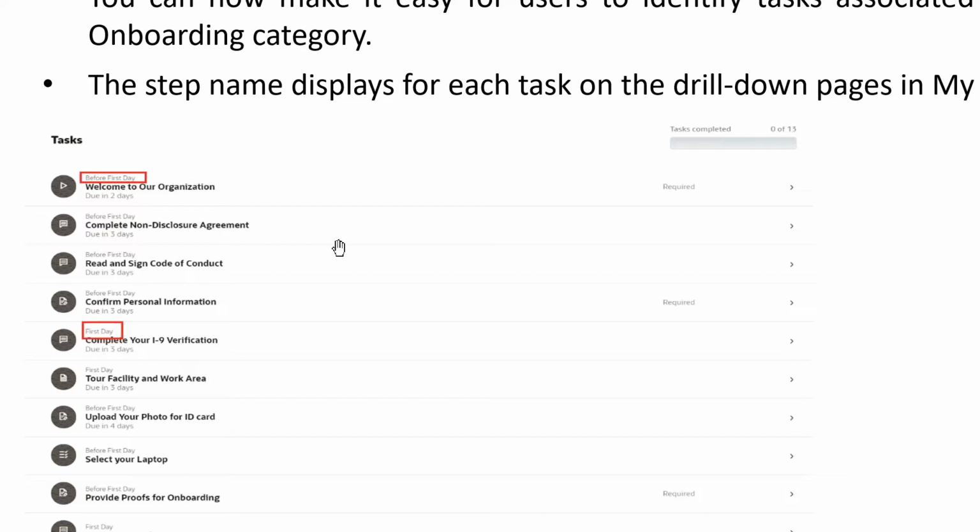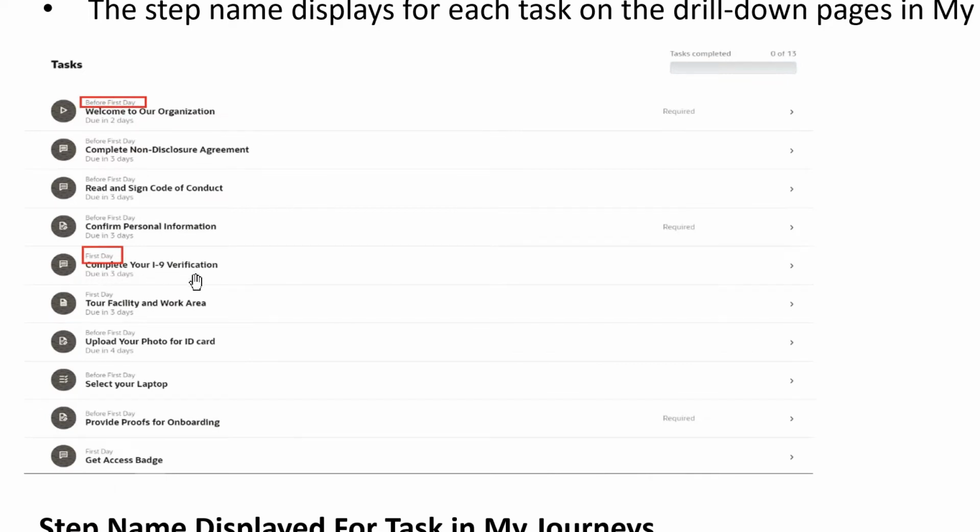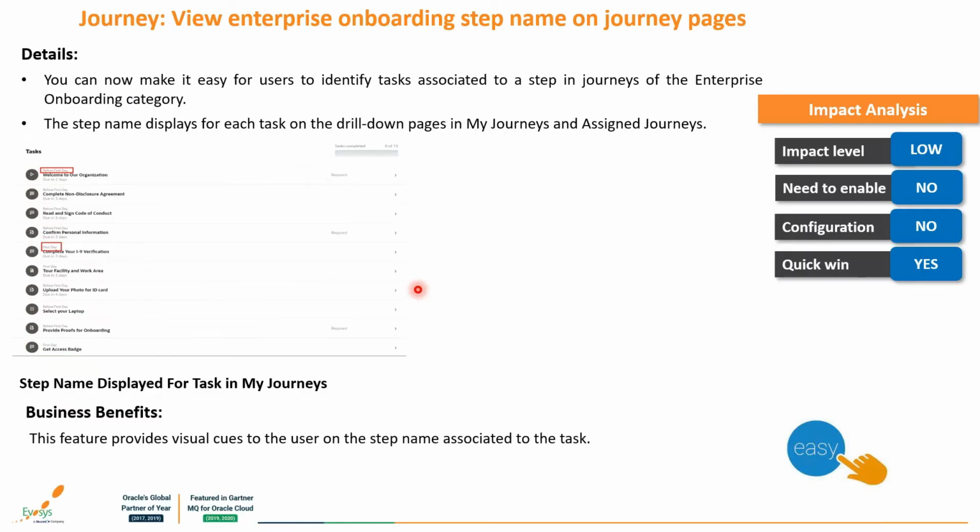Like if you are hiring an employee, you see that it's before first date. Like this step needs to be completed before an employee has been onboarded and he has joined the company. Likewise, there's a task called complete your I-9 verification. So that needs to be done or completed on the first day. So this helps employees and managers and team to check when exactly this task needs to be completed and when it is supposed to be taken care of.